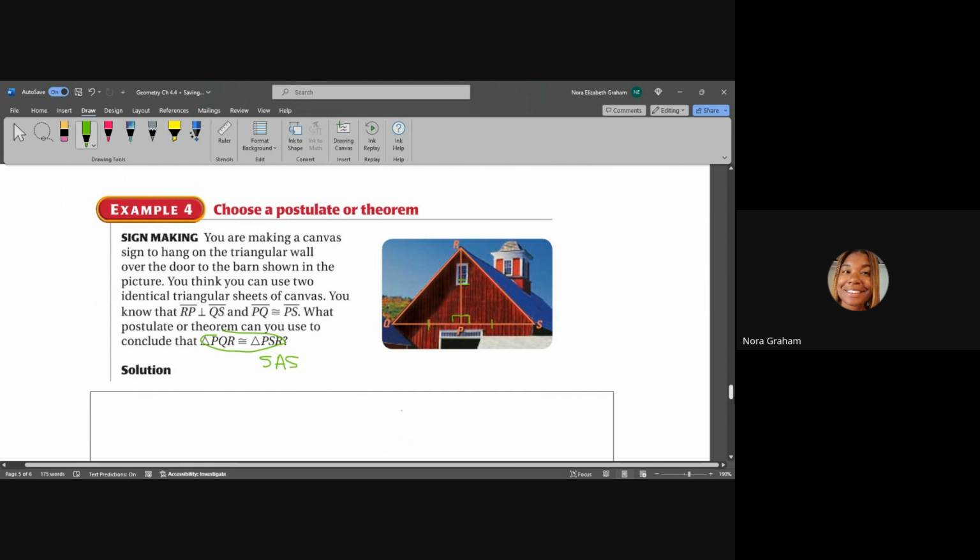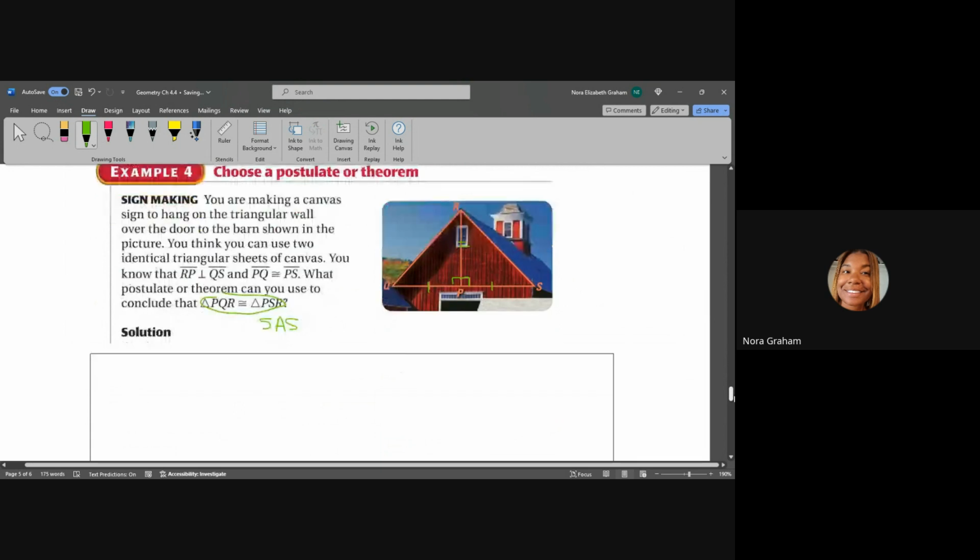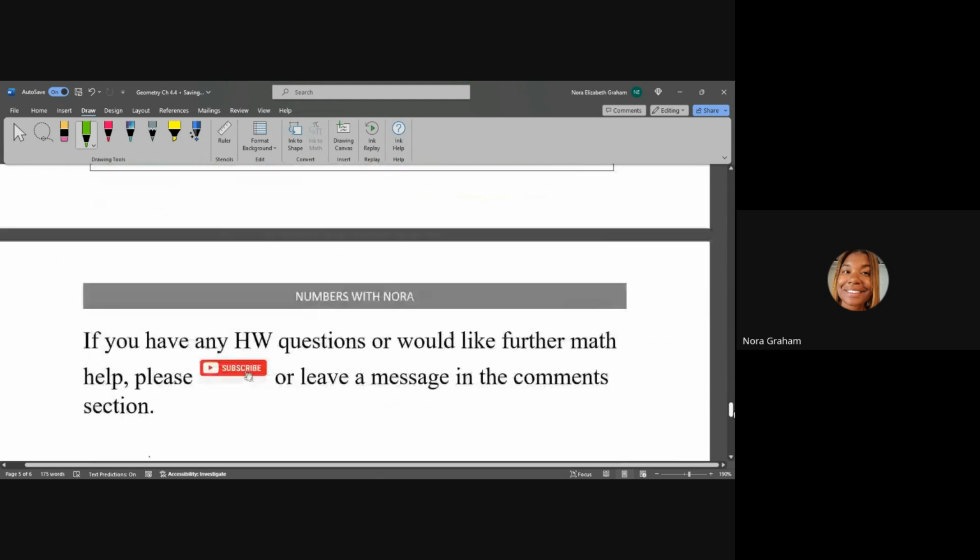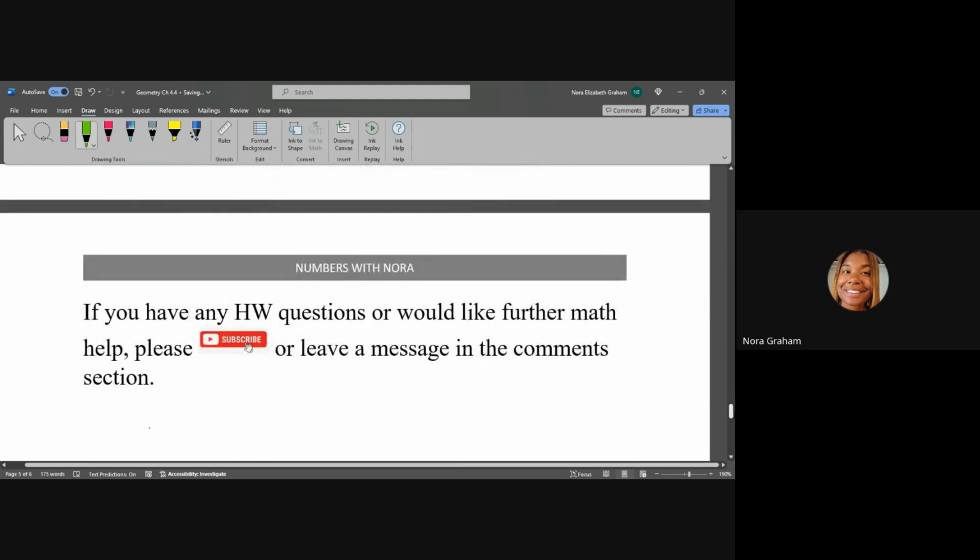Awesome. So that was an introduction to side, angle, side and hypotenuse leg. In the next video, I'm going to go through some example problems in the book. I'm probably going to do either all the evens or all the odds, or I'll mix it up.